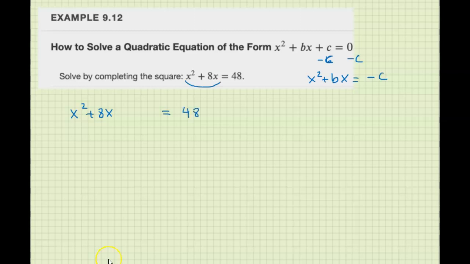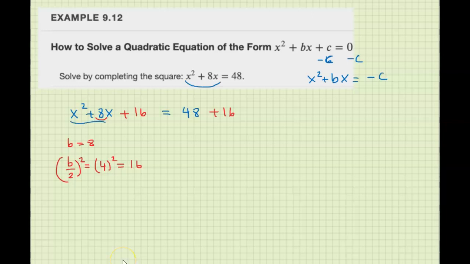So we look at the b. b is 8. You're going to do b over 2 squared. b over 2 is 4. 4 squared is 16. So we add the 16 here. But because we're solving an equation, we have the equal sign here, we need to keep it balanced. So you also need to add 16 to the other side.